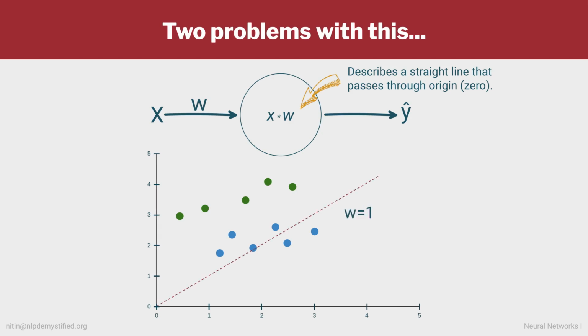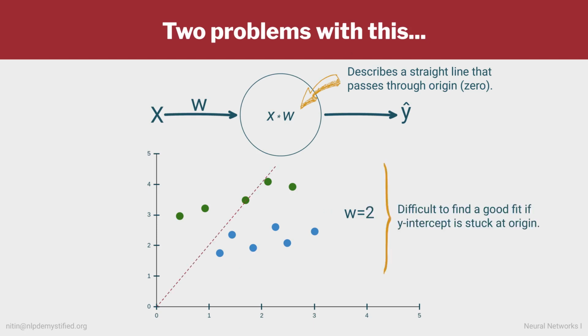In this case, the function wouldn't find a good fit regardless of the w value. W set to 1 wouldn't work, and neither would w set to 2. With a line that's forced to go through the origin, it's difficult to find a decision boundary that effectively splits the labels in this distribution.